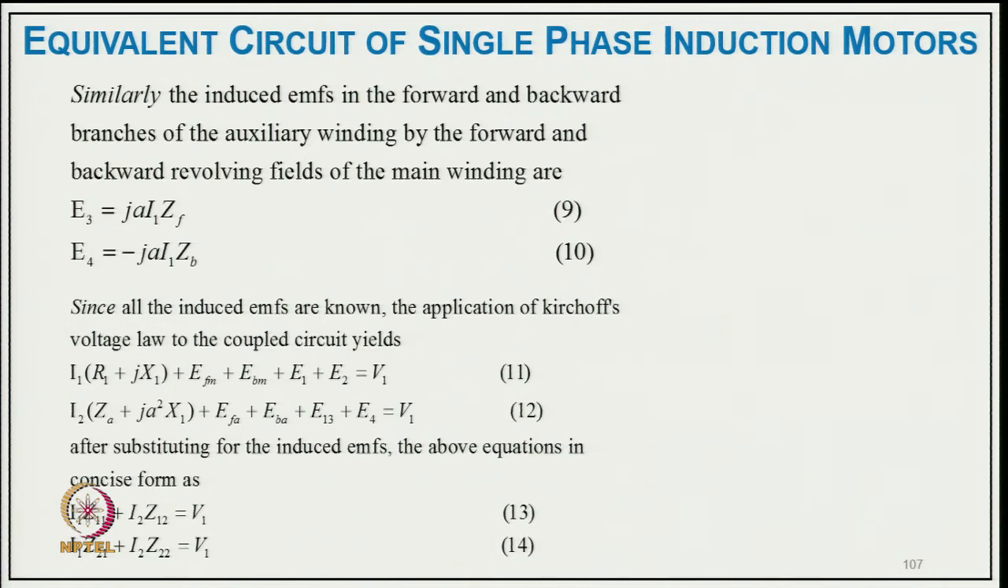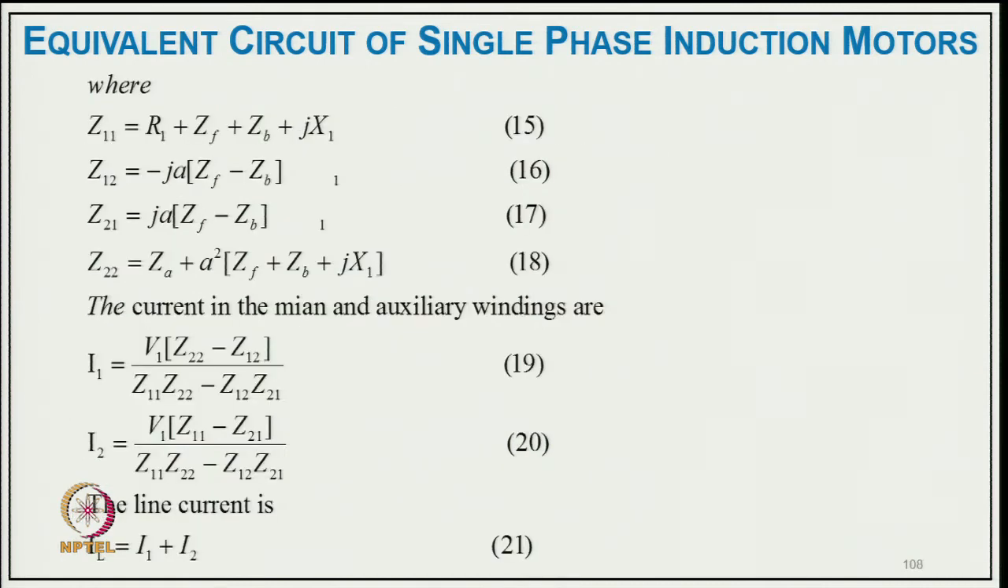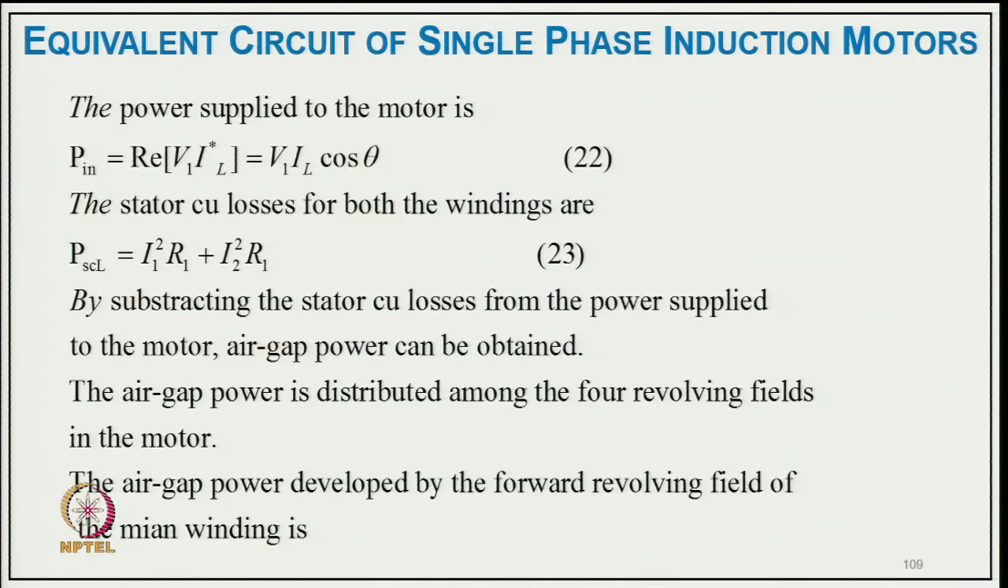After substituting the induced EMF, the equations can be written as I1 Z11 plus I2 Z12 equal to V1 and I1 Z21 plus I2 Z22 equal to V1. Here Z11, Z12, Z21, Z22 are defined, and from this we can find the currents in the main and auxiliary windings I1 and I2, and then the line current IL equal to I1 plus I2. Then we can find the power supplied to the motor, Pin equal to real of V1 IL conjugate, that is V1 IL cos theta, and the stator copper losses for both windings, PSL equal to I1 square R1 plus I2 square R2.